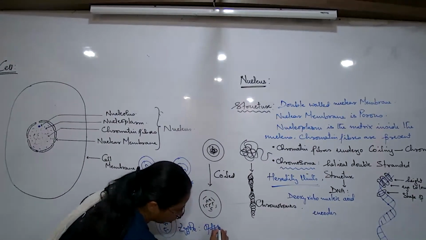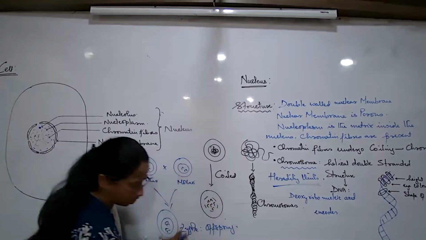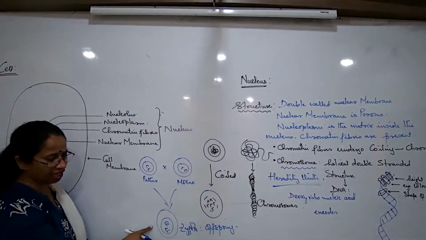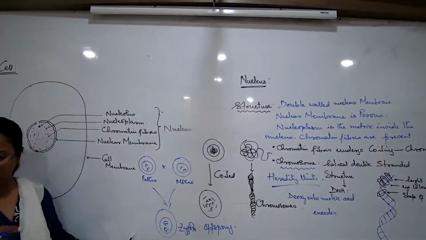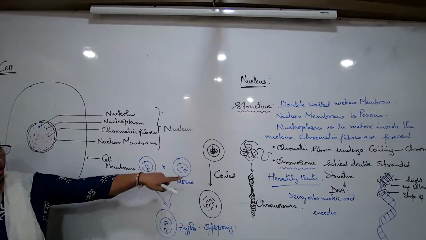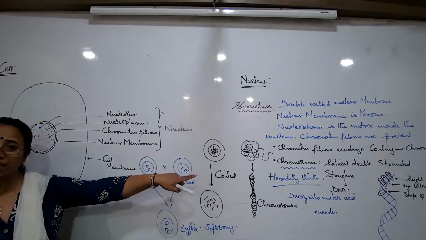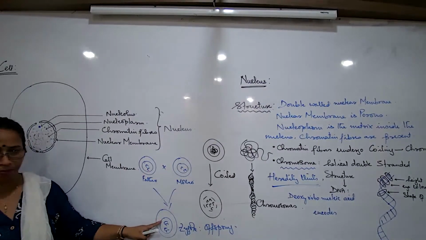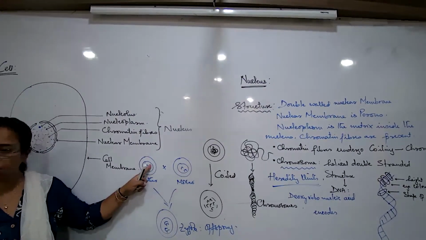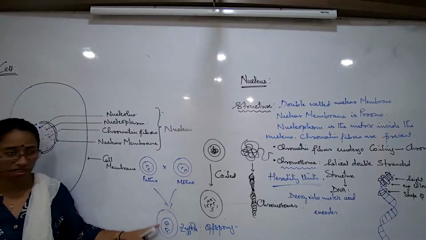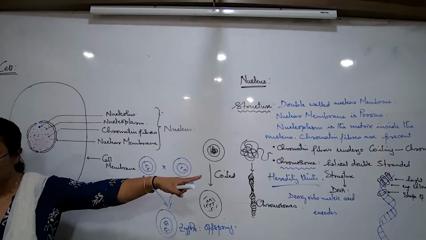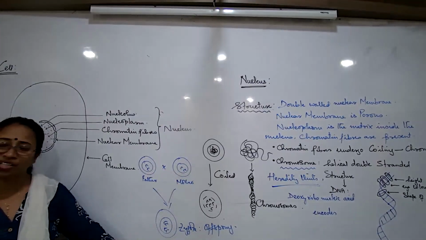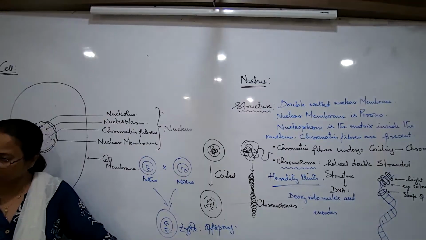What is the meaning of the word offspring? The next generation organism. From here, the next generation organism will be formed. So this is the concept of heredity. What is the meaning of heredity? The chromosomes are moving from one generation to the other. The chromosomes are carrying the genes, and that's the reason the characteristics pass on from one generation to the other.